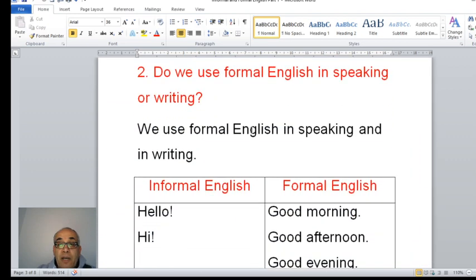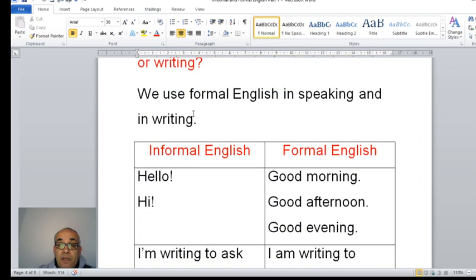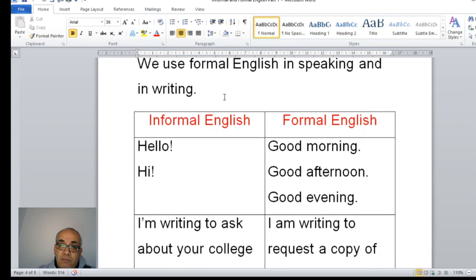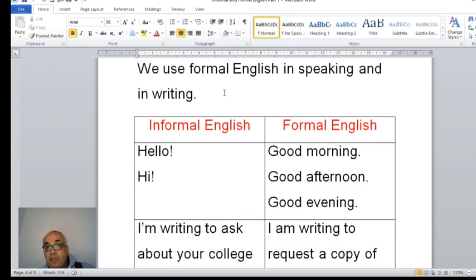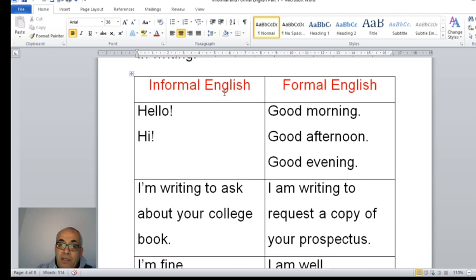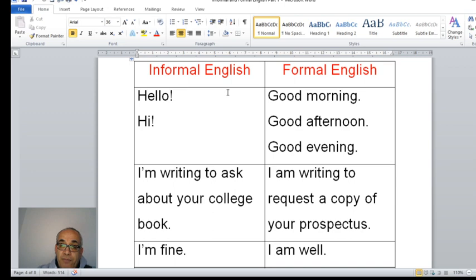Do we use formal English in speaking or writing? We use formal English in speaking and in writing. So we have formal speaking and formal writing. Now, these are easy examples for you now. But when you go to part 2, it will be more difficult. Part 3, part 4. So maybe this part 1 is only for basic students.